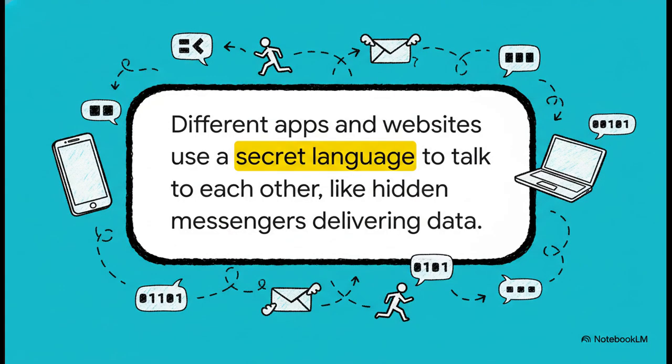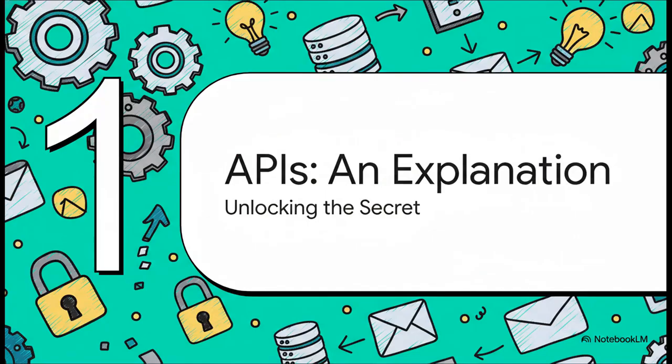It's almost like there's this secret language that all the different apps and websites use to talk to each other. You can picture it like a hidden team of super fast messengers just constantly running back and forth behind what you see on your screen, carrying little messages and delivering data. And today, we're going to learn that language. That secret is called an API.